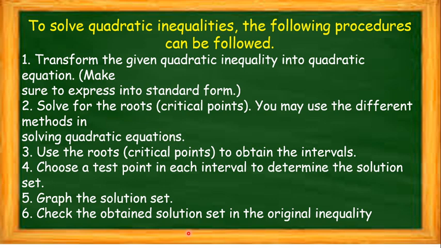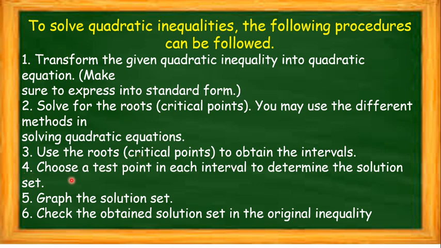Now, here are the steps to solve quadratic inequalities. The following procedures can be followed. Number 1, transform the given quadratic inequality into a quadratic equation. Make sure to express it in standard form. Number 2, solve for the roots or the critical points. Remember that the roots here are called critical points. You may use different methods in solving quadratic equations such as the factoring method, completing the square and the quadratic formula. Number 3, use the roots or the critical points to obtain the intervals.